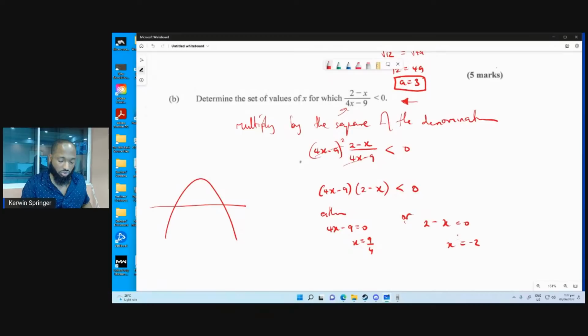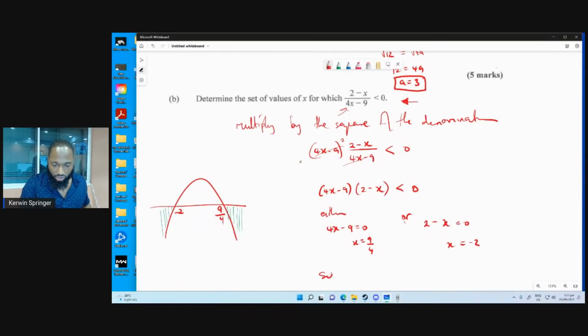So 2 is less in value than 9 over 4. Now we want the situation where we want all the values for this that are less than 0. So it's under 0 in this spot and in this spot. You could solve this on the Casio as well.